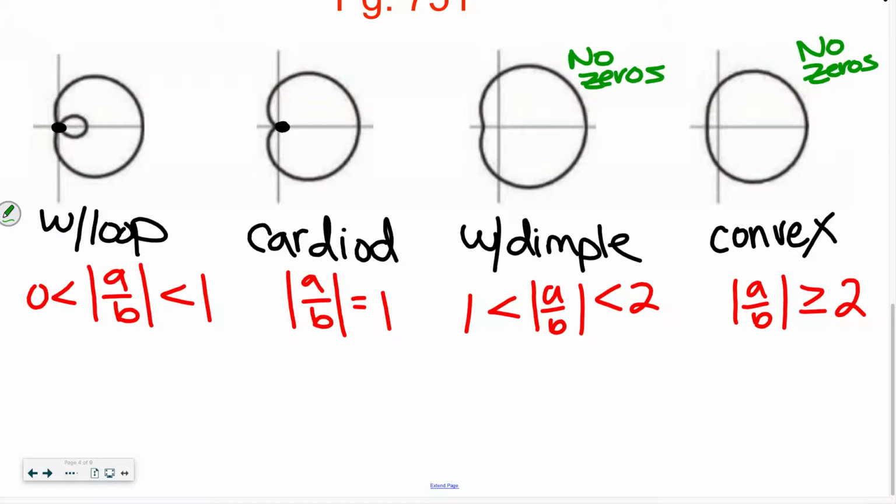For a dimple, either. The dimple, the little indent in, will happen on the other side, but it won't ever get to the pole. So if it's a dimple, no zeros. Cardioid has how many zeros? 1 zero. It comes in, touches it, moves back out, so we count that as 1 touch. And then to create a loop, how many times do you have to cross the pole? 2 times. So 2 zeros. One's on the way in and one's on the way out.